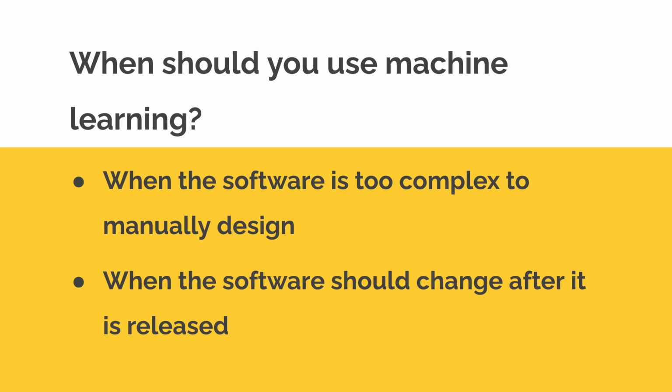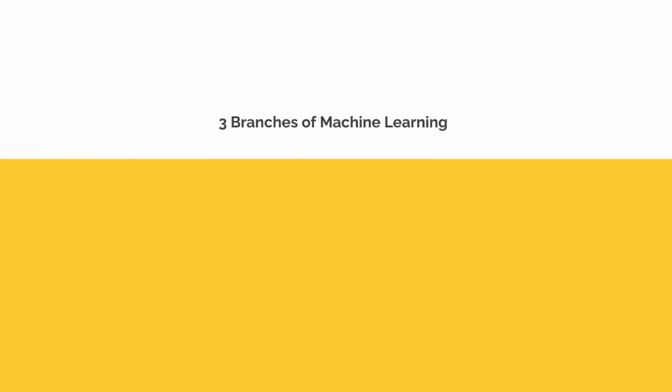Another time you should use machine learning is when software should change after it is released. For example, you could build a self-driving car, but that self-driving car is only going to be somewhat good when you first design it, because the car can then learn from its experience out in the real world after it's been designed. So that is another example of when you should use machine learning, when you want your software to potentially change or adapt or improve after you've already launched it. And with machine learning, your software can actually improve without your intervention. It can improve on its own.